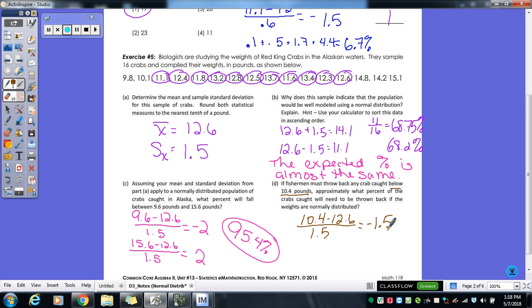So we have to add up the percentages that are lower than -1.5. We may have already done that. .7%. So 6.7% of them are going to be thrown back because they don't weigh enough yet.